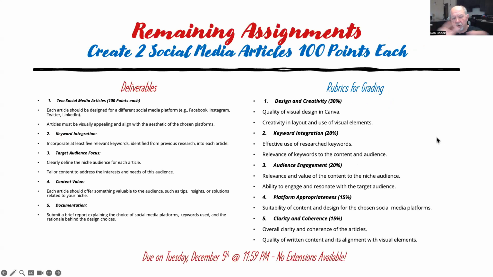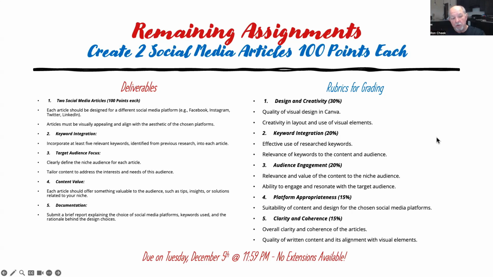Let's talk about the remaining assignments: 2 social media articles, 100 points each. Now, these deliverables are right in Moodle, and you can see them. So you're going to do 2 social media articles, 100 points each, designed for 2 different social media platforms. Whatever you use, you can do Facebook, Instagram, Twitter, but do 2 different platforms. Articles must be visually appealing and align with the aesthetics of whatever platform you're doing.